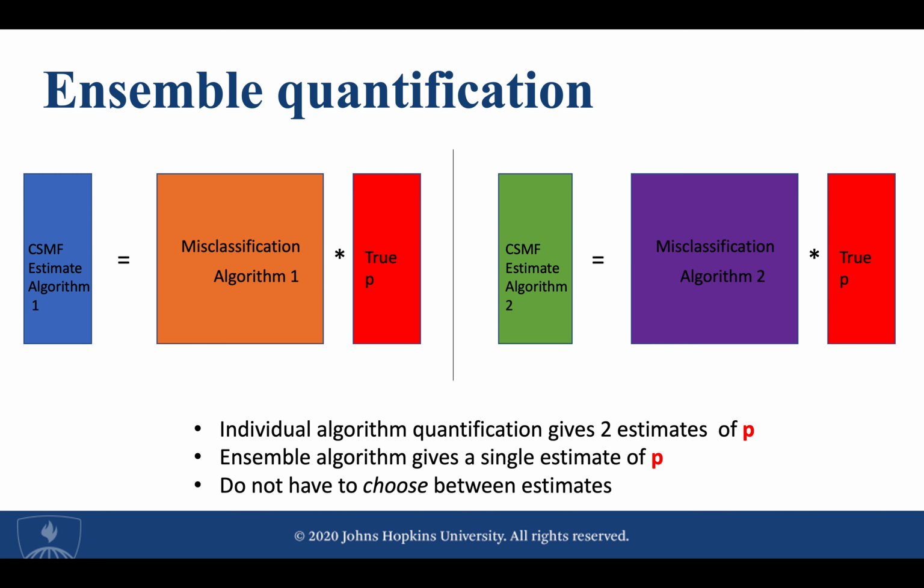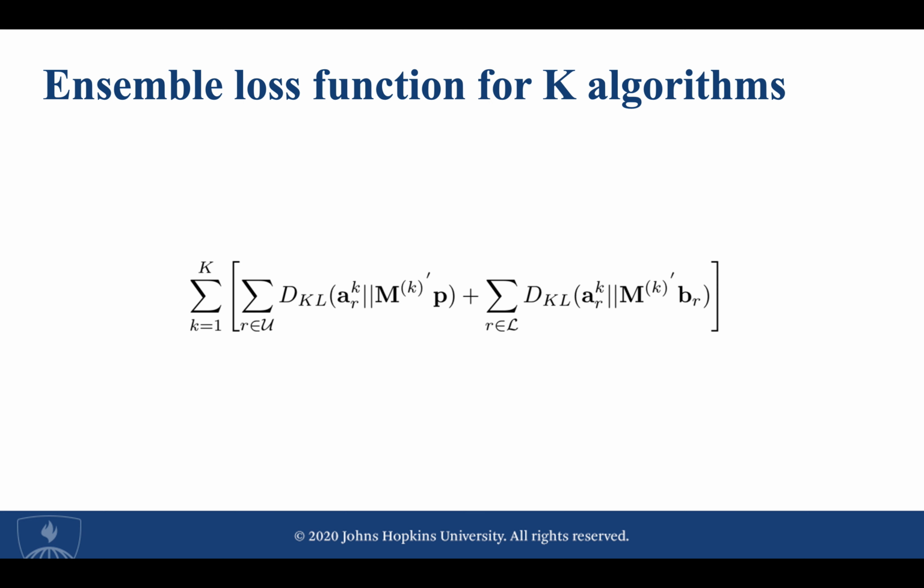Finally, we allow for ensemble quantification by incorporating predictions from multiple algorithms. With this ensemble algorithm, we allow for algorithm-specific misclassification matrices, but because each algorithm's loss function shares the common parameter of interest P, this ensemble algorithm gives a single estimate of P, and thus we do not have to choose between estimates from different algorithms. And we can formally do this again through our KLD loss function.